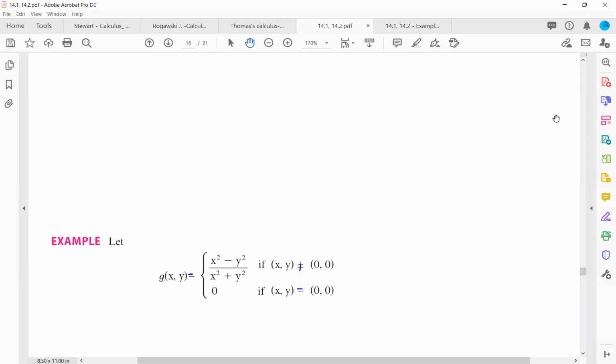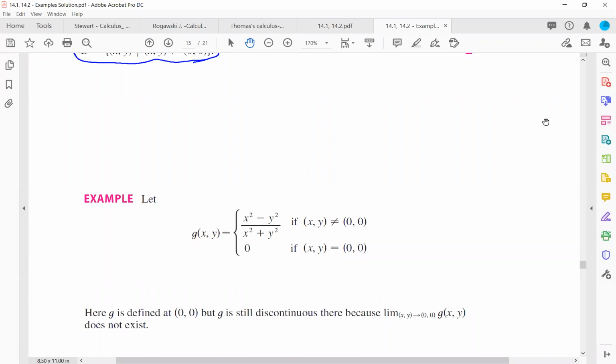Now, what if we define a function in a way that we actually add the origin to this function? Take a look at this piecewise defined function. It says if x and y is not the origin, then you have x squared minus y squared divided by x squared plus y squared. And if x and y is exactly the origin, I want to define the function to be 0. Is this function continuous? Please pause the video, think about this question, then we go over the solution together. Remember the definition of continuity of a function. The limit of the function at 0 and 0 is not defined. Even if you define the function at the origin to be 0 or any other number, this function has a discontinuity.